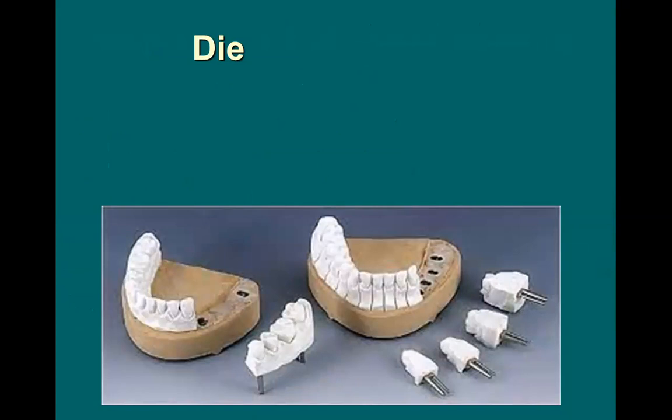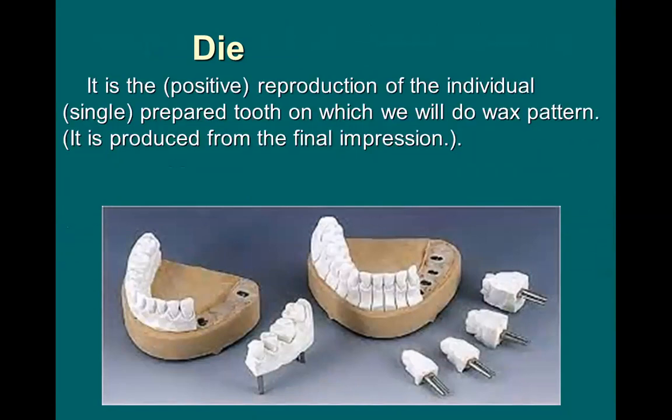Die. A die is a term that means that part of the individual cast which represents the prepared tooth on which we will do the wax pattern. It is produced from the final impression, and it is made from many different materials.